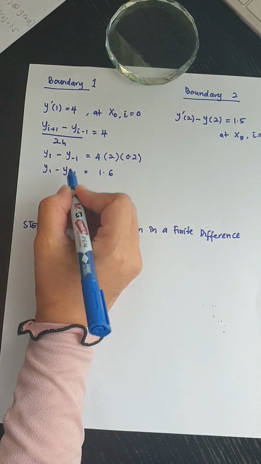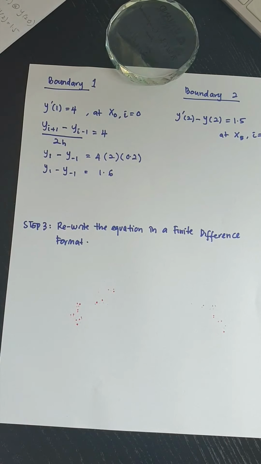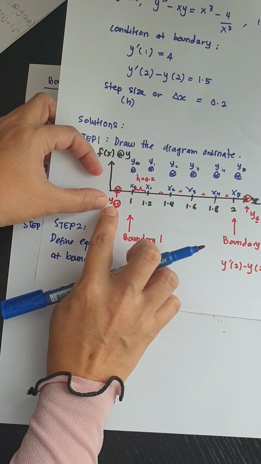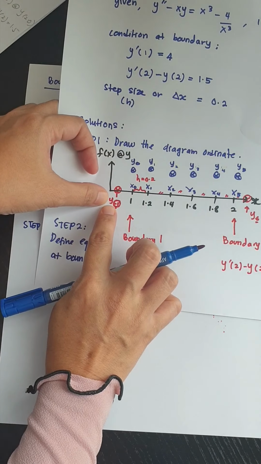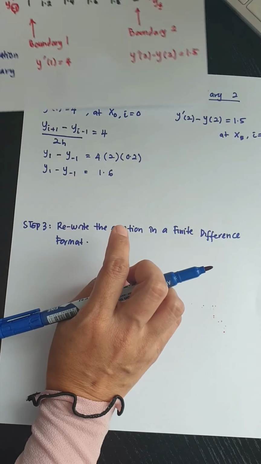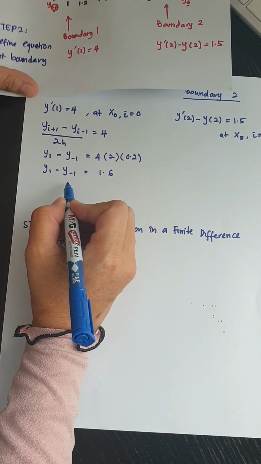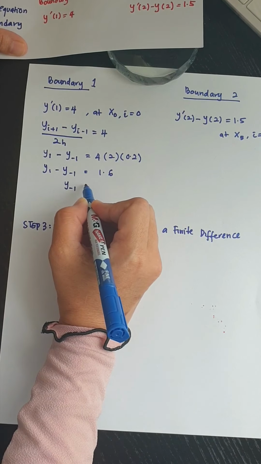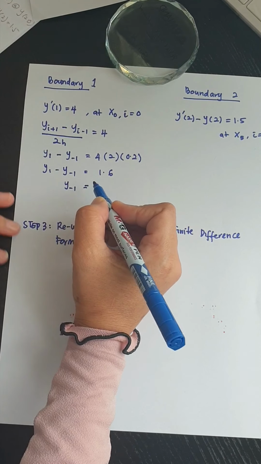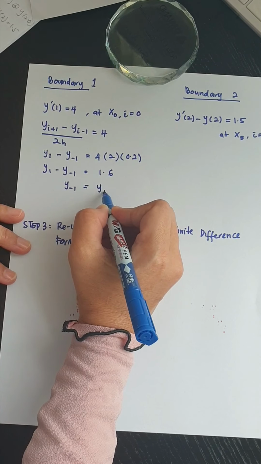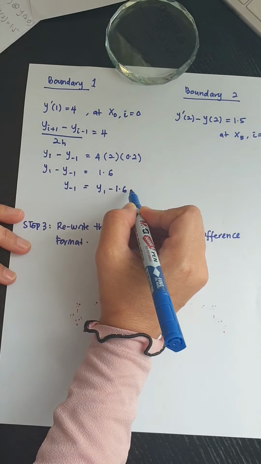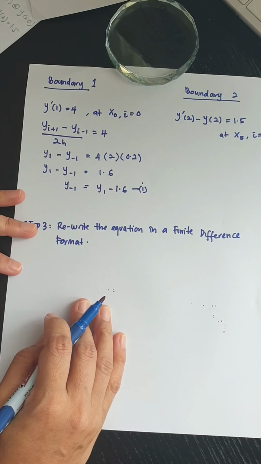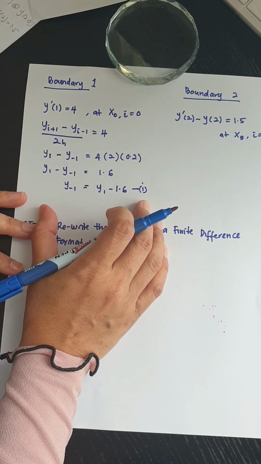Okay, so at boundary 1, as I mentioned before, you're going to form the equation to become a y negative 1 equation. So this will make the equation simplify to become y negative 1 equal to y1 minus 1.6. So this is your final boundary condition. Okay, so this is at the first boundary.